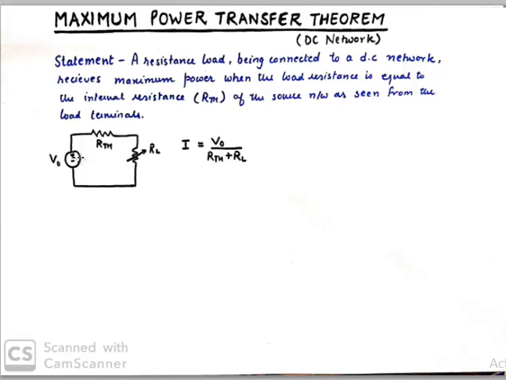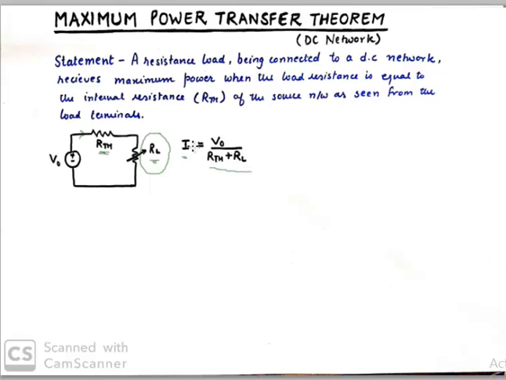If we have a network and we reduce that network into its Thevenin's equivalent circuit, this statement says that this load RL will receive maximum power if this load resistance is kept equivalent to the internal resistance of the circuit. Or in other words, if this RL becomes equivalent to RTH, we are sure to receive maximum power at the load. If we wish to calculate the current in such a circuit, we'll get current equal to V0 upon RTH plus RL.